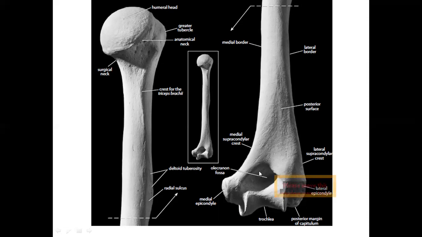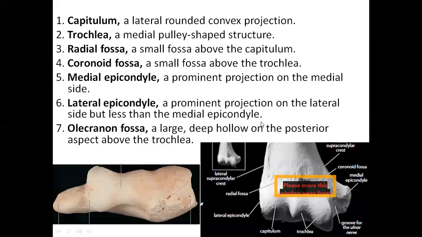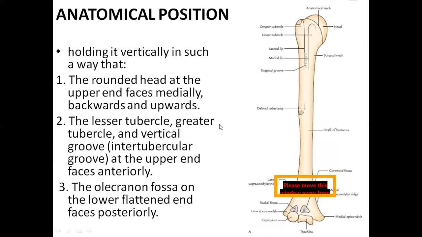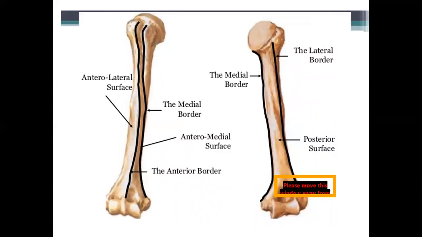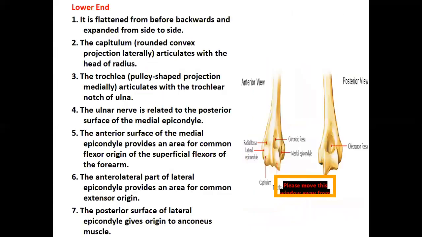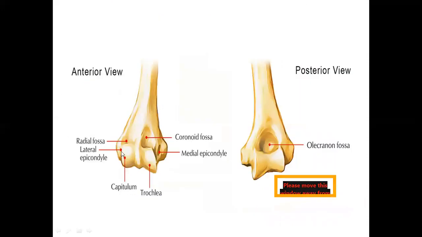I told you, behind you have a very big fossa, right? That is the olecranon fossa. Now coming to the lower end. For the lower end, I will show you a little better picture before I take you to it. This is the lower end of the humerus, seen from the anterior aspect. In the lower end, you are finding two condyles. Suppose the head is pointing this side. This is the right humerus.